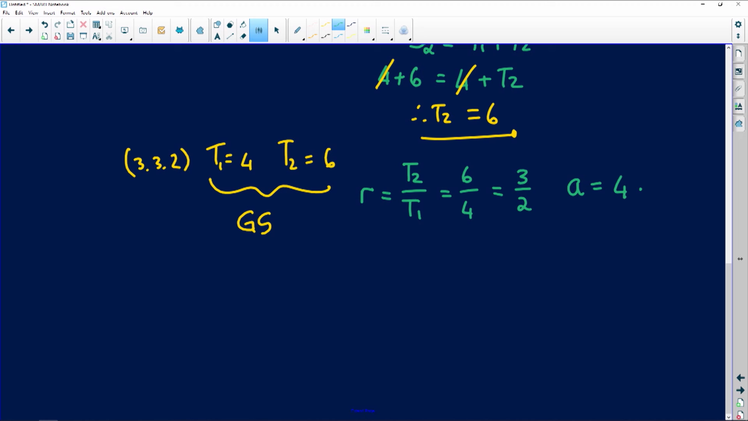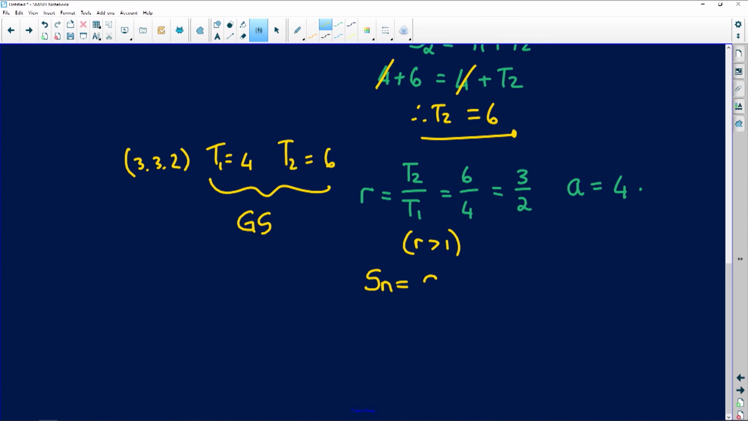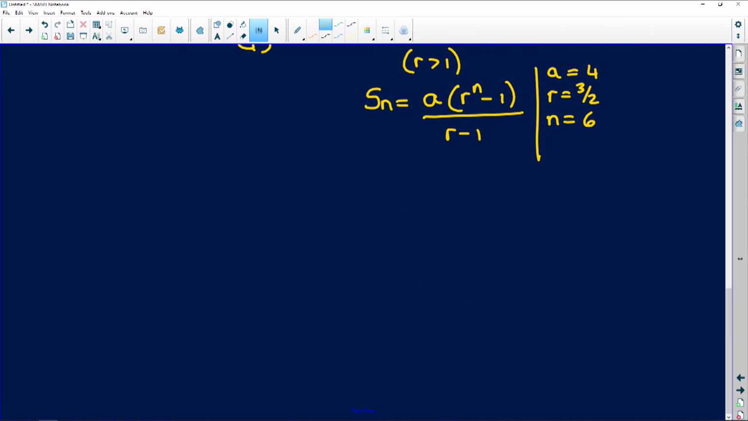Now, notice here, folks, very important, that your R value is bigger than 1. Over here, your constant ratio is bigger than 1. So you pick the correct formula. Okay? The formula we need to work with is Sn equals A times R to the n minus 1 over R minus 1, because R is bigger than 1. What do I have here? I have A as 4. I have R as 3/2. And n is 6. So all I need to do now is put those values into the equation, and I have the sum of my first 6 terms in the geometric sequence. So let's just substitute and see.